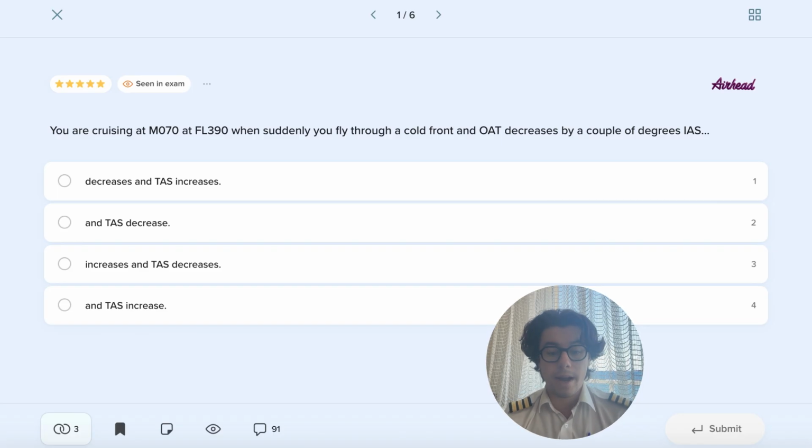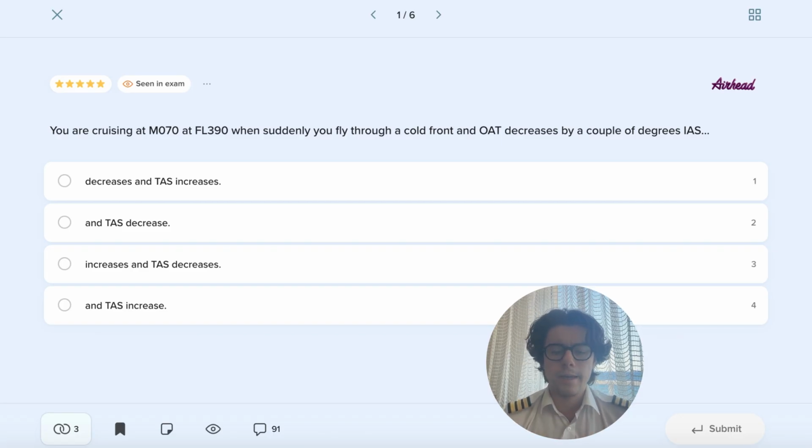You're cruising at a Mach number 0.70, flight level 390, when suddenly you fly through a cold front and outside air temperature decreases by a couple of degrees. So what will happen to our indicated airspeed and true airspeed? For these types of questions, remember that examiners will expect you to assume that you are maintaining your cruising speed, in this case the Mach number, constant.